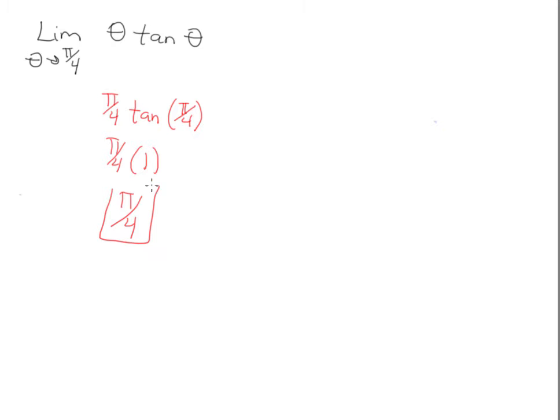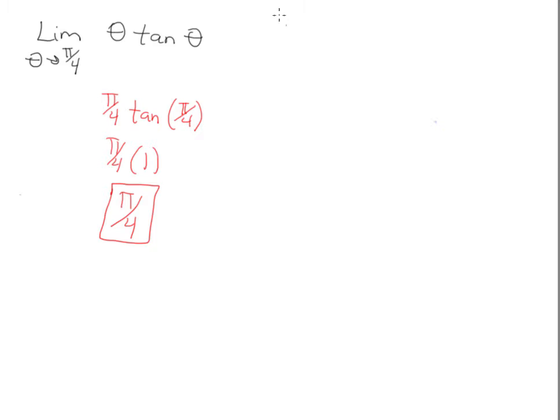All right, let's review some trig functions. So limit as theta goes to pi over 4 of theta tangent theta. As always, I'm going to try direct substitution before I do anything else. So replacing theta with pi over 4, I get pi over 4 times tangent of pi over 4. Well, the tangent of pi over 4 is 1. So this is just simply pi over 4. And it's an example where direct substitution does work in the problem.